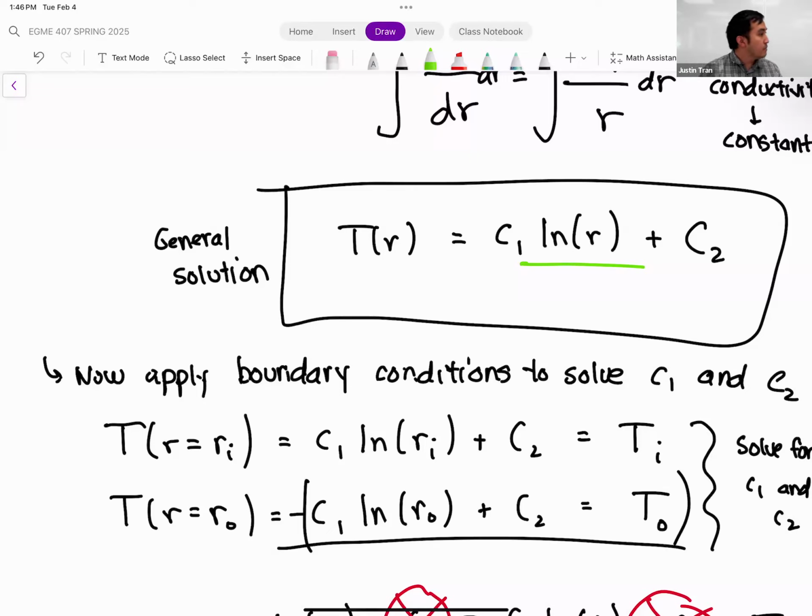Question, yes. What was r in the problem? r is the radial coordinate, so it's how far away you are from the center. So it could be Ri or it could be r. Exactly, it depends on where you evaluate it. So this equation will let you compute the temperature somewhere in between Ri and Ro.